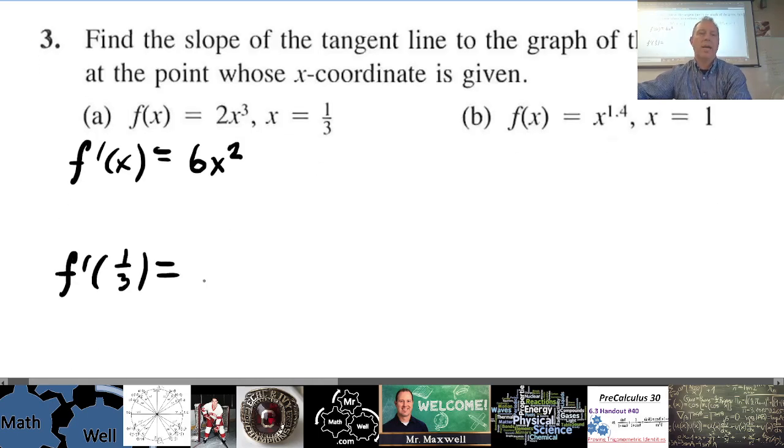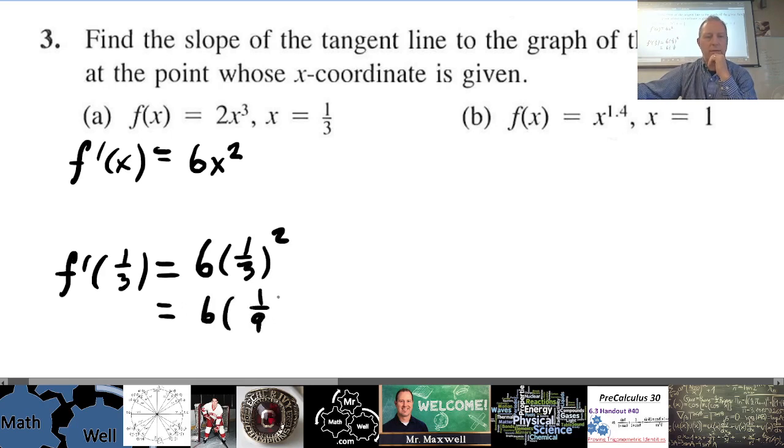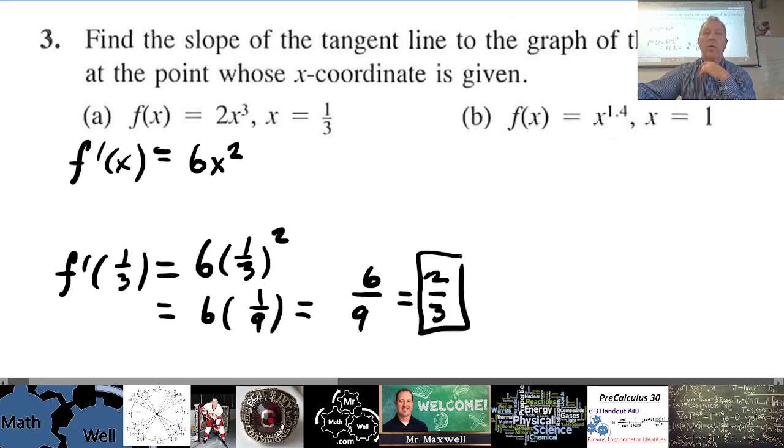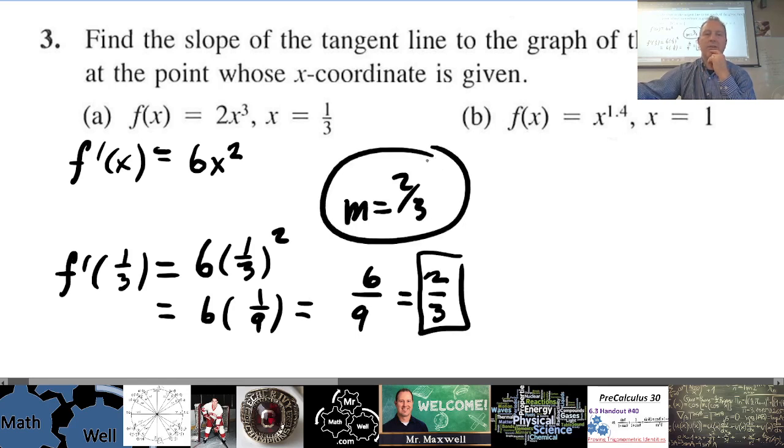Right. Okay, so what we do now is we write 6 times 1/3 squared. Remember our order of operations. We're going to square the 1/3 first, so that's going to be 6 times 1/9. 6 over 9. Make sure you reduce every fraction that you come across. That's going to be what? 2/3. So the slope of the tangent line, m equals 2/3. That's your answer for this one.